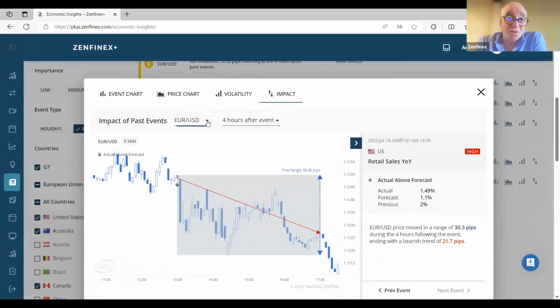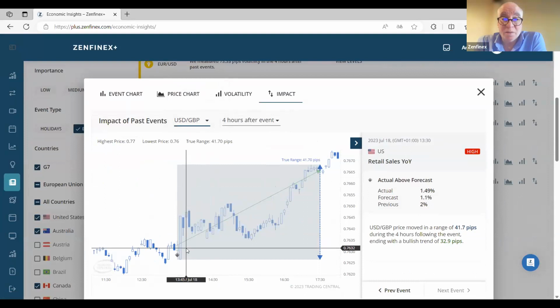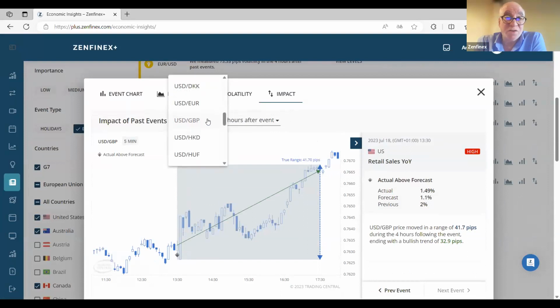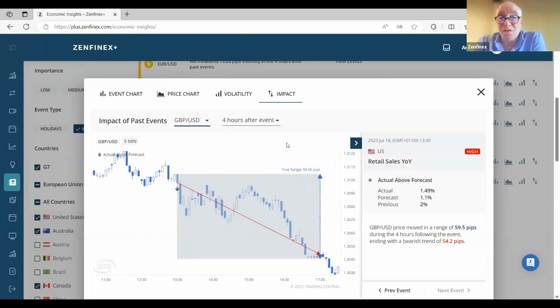And what you're able to do with this tool is just go back and, depending on the instrument that you want to trade, you can actually look and see what impact. So if we look at the USD GBP, the British pound or the US dollar against the British pound went up, right? So really nice tool. Let's get back to the euro dollar. Sorry, I should have really shown you the GBP USD because that's the instrument that's traded.